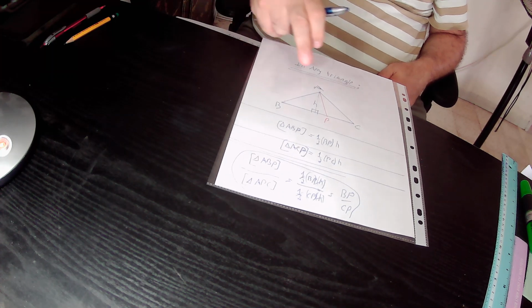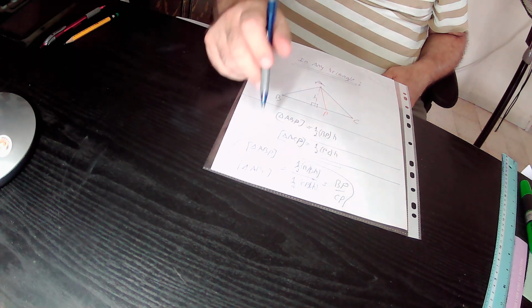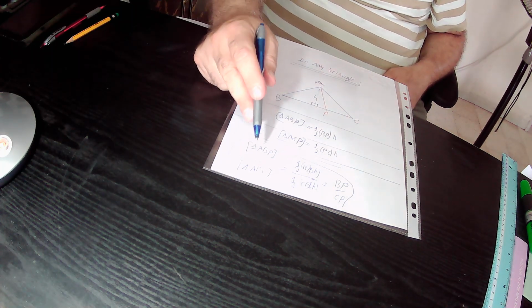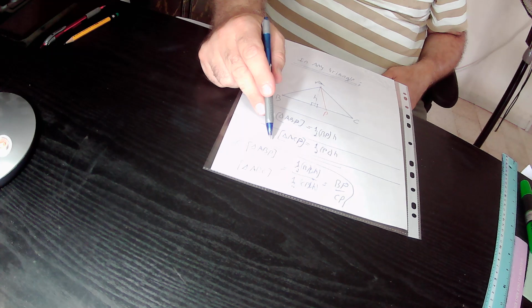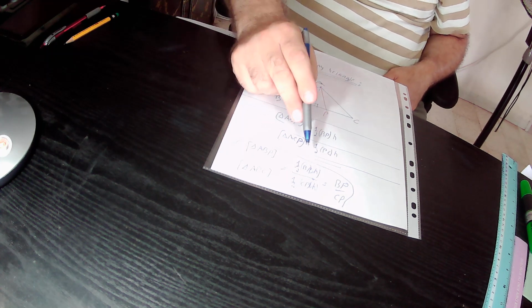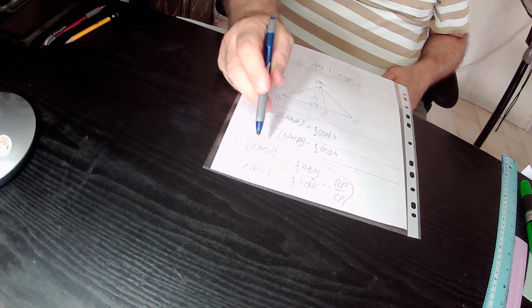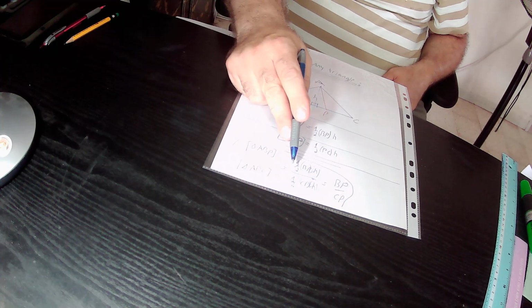So the ratio between the areas of those two triangles, that is the area of triangle ABP over the area of triangle APC, is equal to BP times the height over 2 over CP times the height over 2.